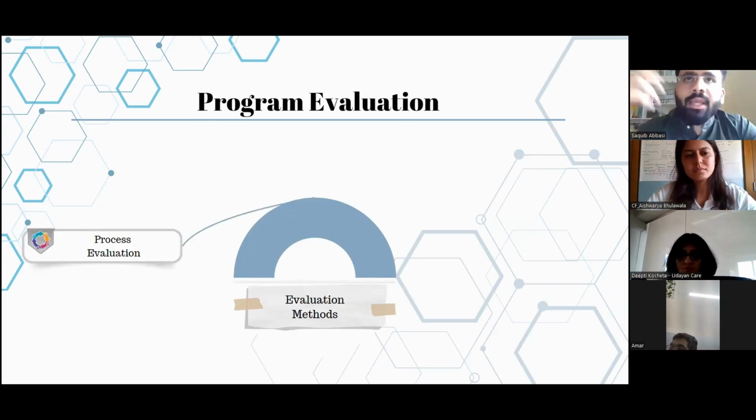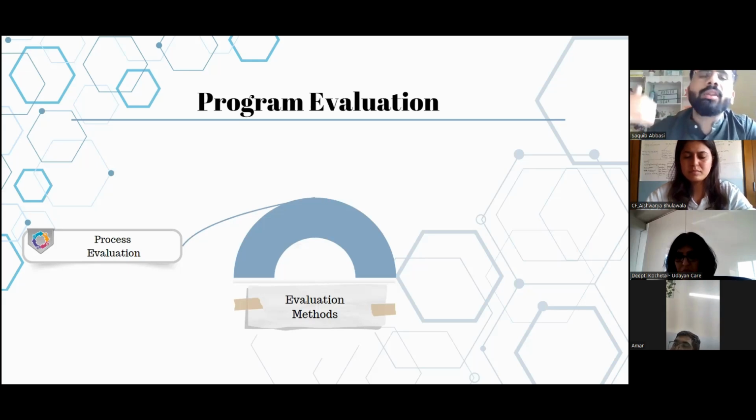Now, in our case, one thing that we would definitely want to do is get an understanding of process evaluation. This is how meaningful or how useful it was for us to build the entire strategy, and how it was actually delivered on the ground, how useful it was.